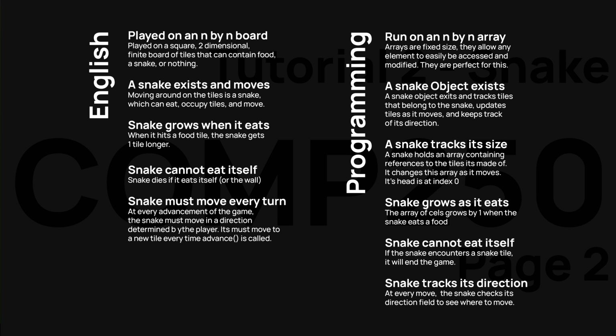Now, there's a couple design decisions we have to make. First off, how do we represent the board? Well, we're going to use a 2D array. The reason we're using a 2D array is that it's like a grid, and we move around on this grid, and that's why it's a board. That's a 2D array. And the grid will contain either food, a snake, or nothing.